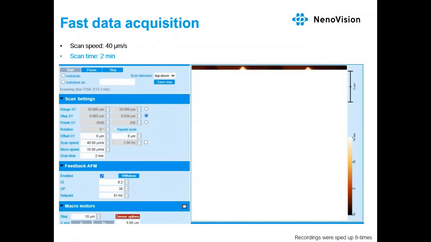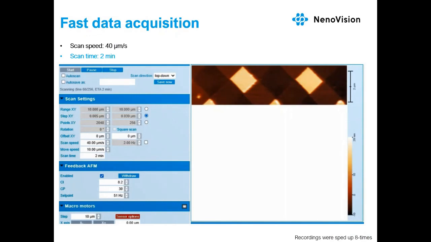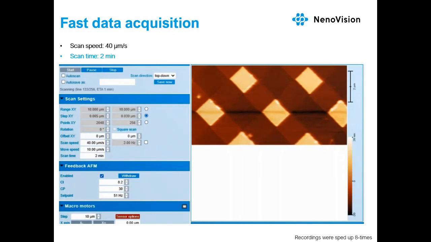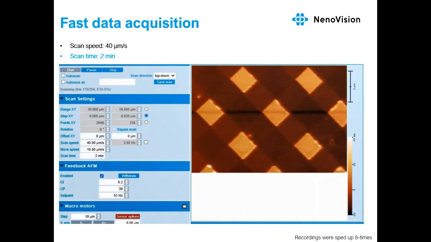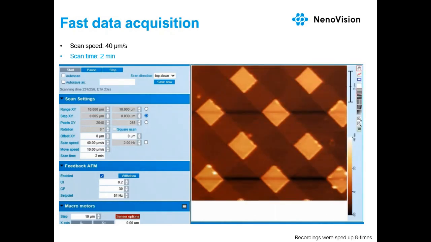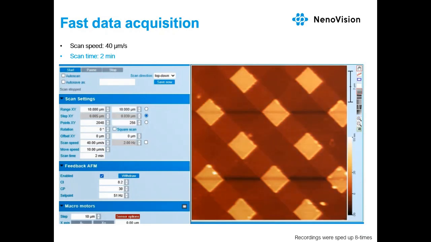What I think is the most important upgrade is the fast data acquisition. Right here I'm showing the imaging of a test sample. It was done in 2 minutes. It's sped up to accommodate it for a presentation. The height of the individual step is about 20 nanometers. So you see the quality of the image, and this is taken in 2 minutes.